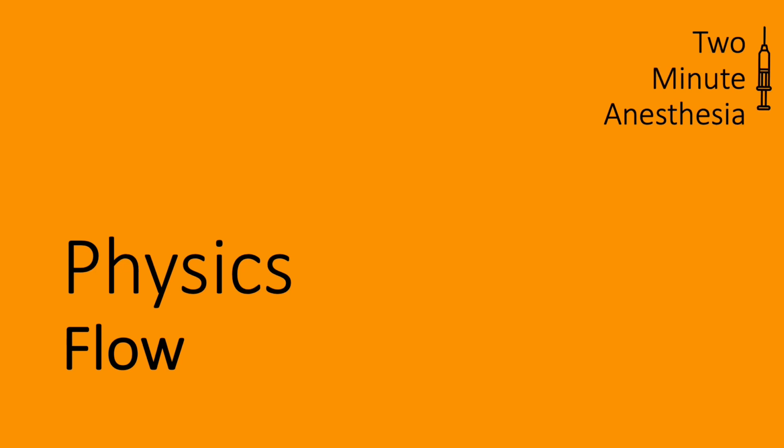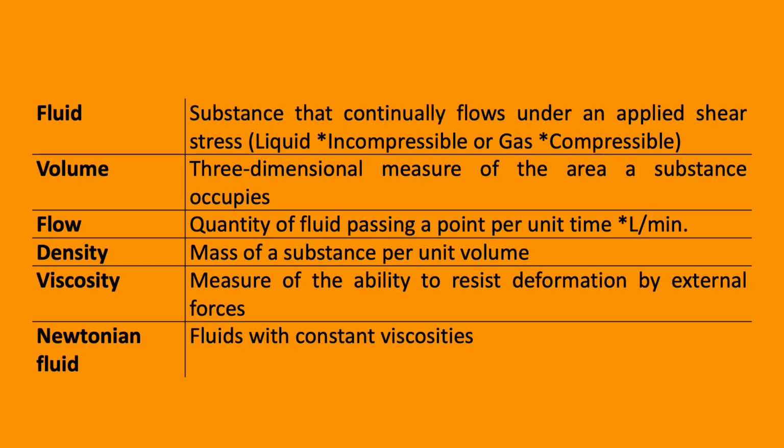2-minute anaesthesia flow. As with all physics topics, there's a range of key definitions. These include fluid: a substance that continually flows under applied shear stress, can be liquid or gas. Volume: a three-dimensional measure of the area a substance occupies. Flow: quantity of fluid passing a point per unit time, i.e. litres per minute. Density: a measure of a substance per unit volume.